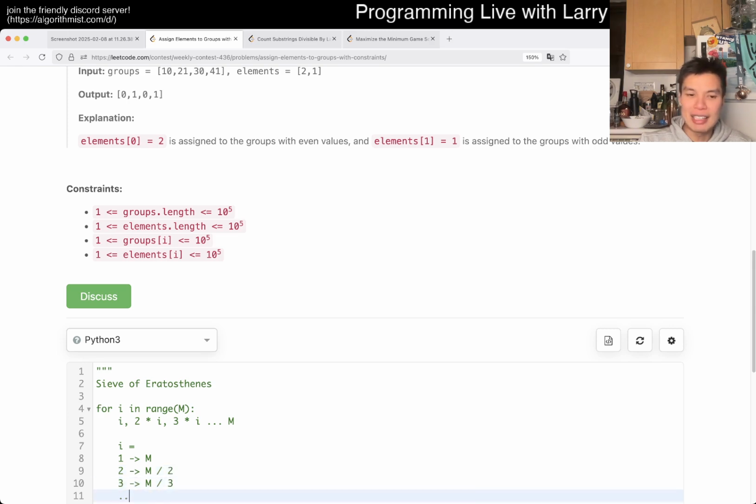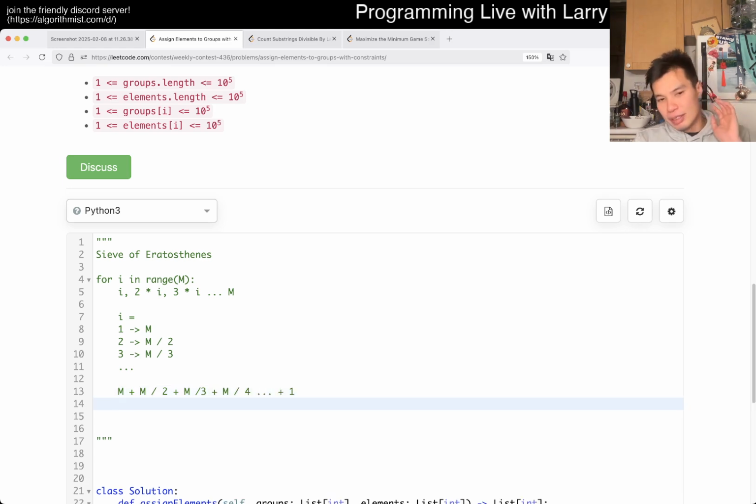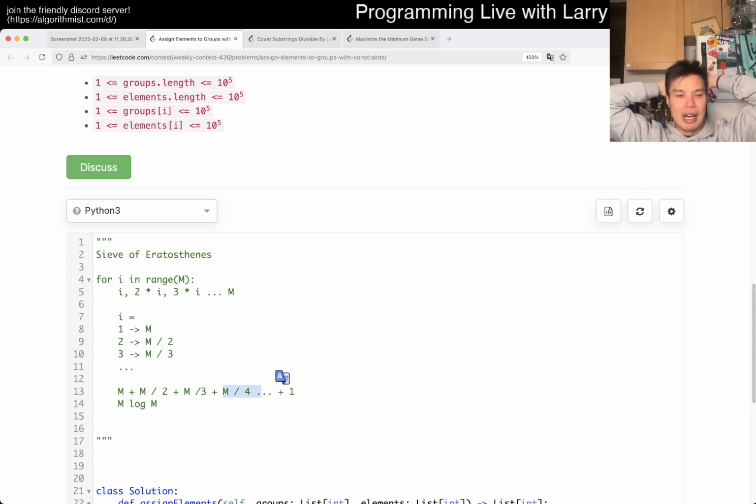And then so on. So you have the summation of m plus m over 2 plus m over 3 plus m over 4, and so forth, right? And it turns out that this is m log m. The prime version is a little bit different because you only do it for prime numbers, so you don't do it for 4. So it's a little bit faster, but we don't have to talk about that for now. What I need here is that this summation is m log m.